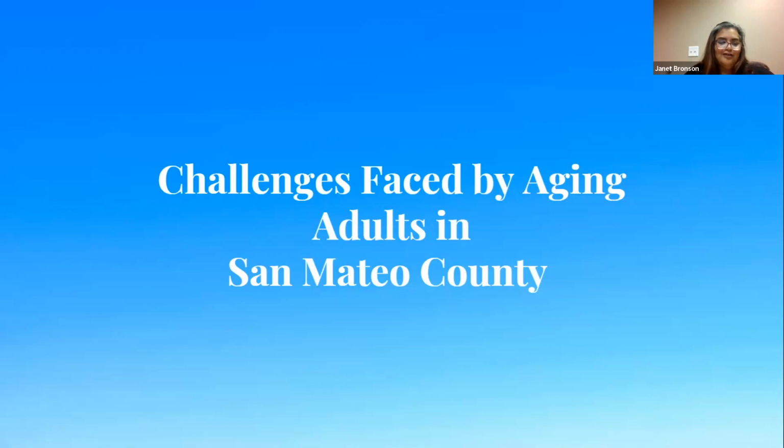Financial security is another. Most seniors are living on a fixed income such as SSI and SSA. Not all seniors have a retirement plan.